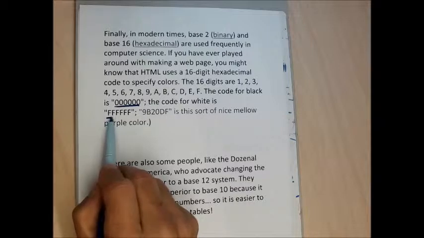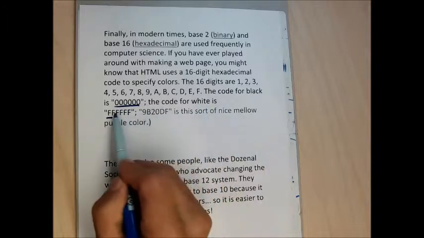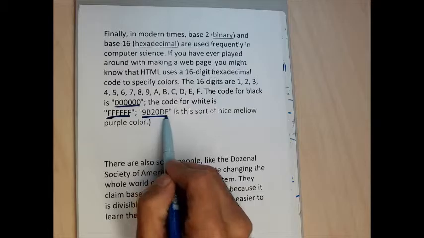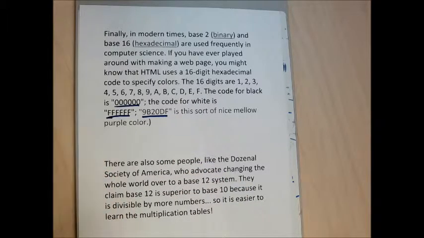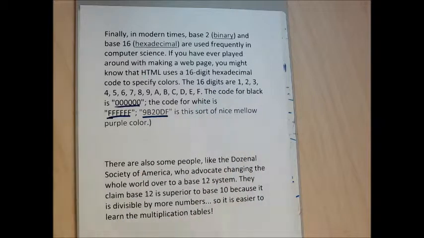Actually, the code for black is all zeros. The code for white, I don't remember this, is all Fs. And it just doesn't print so well, but the color this was, if you opened up my website, is a purple color, and that's the code for it. It's a base 16 number.